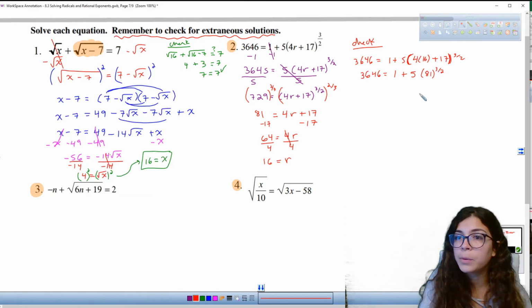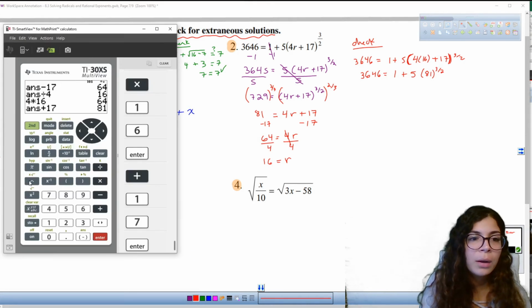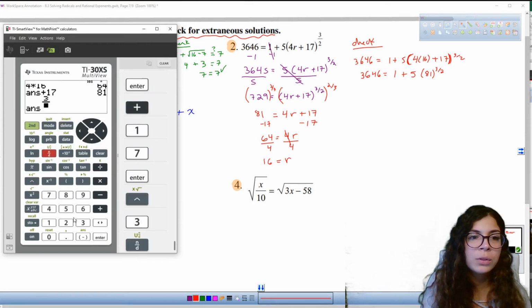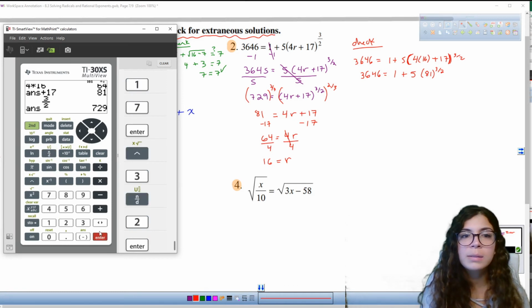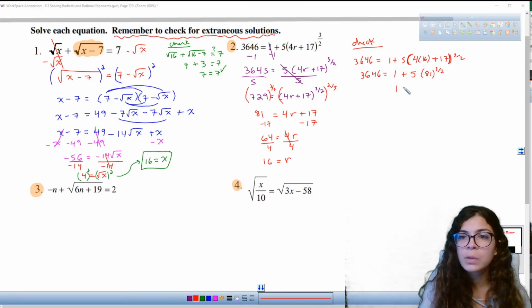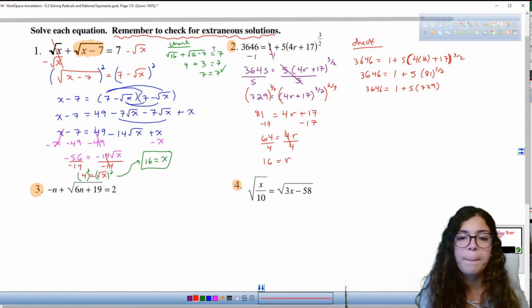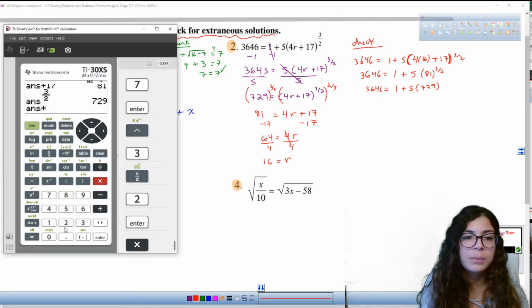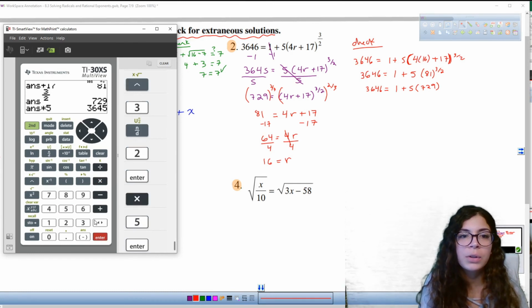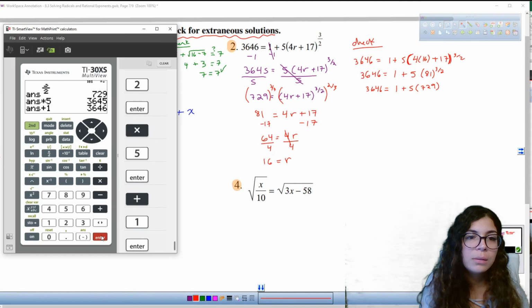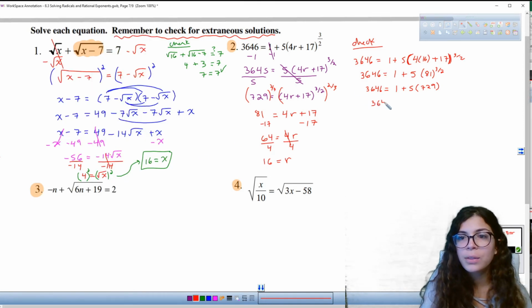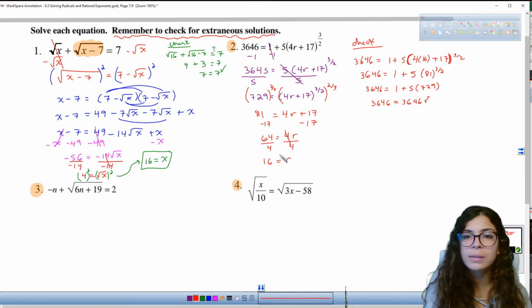Then we have to do exponents, right? So 81 to the power of 3 over 2 is 729. So I have 1 plus 5 times 729. Does that equal 3646? That's what we're checking. And 729 times 5 is 3645, plus 1 is 3646. So yes, 3646 checks out. This is a correct and valid solution, and I can go ahead and box it.